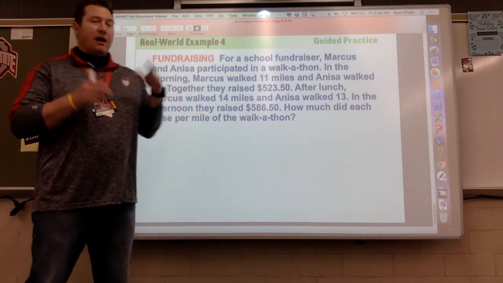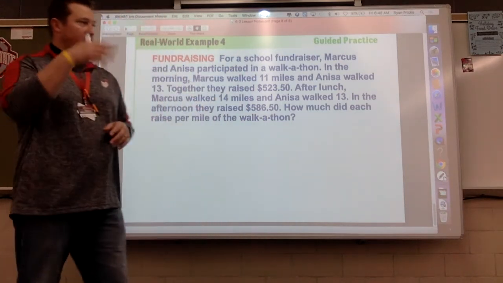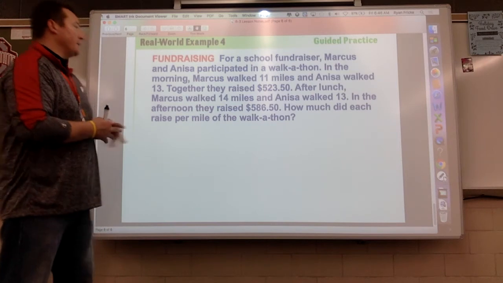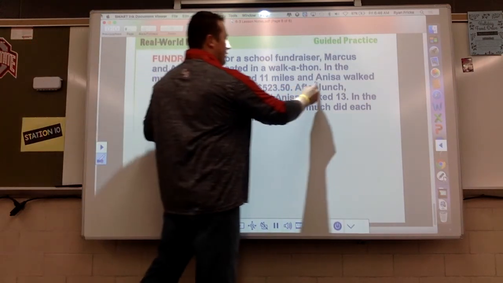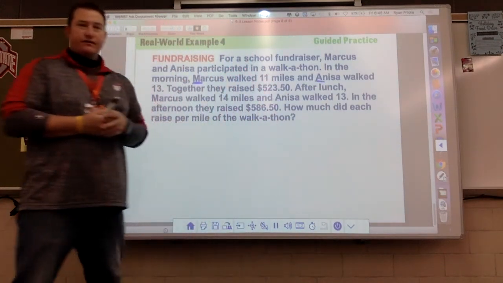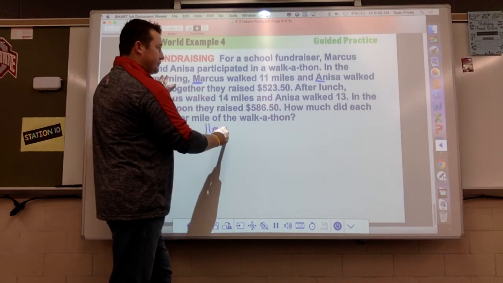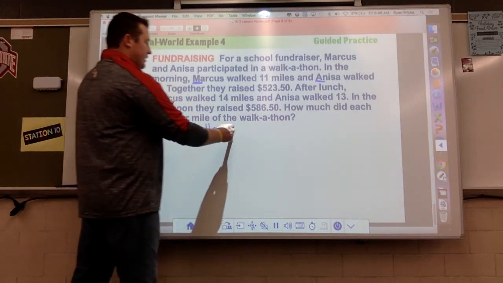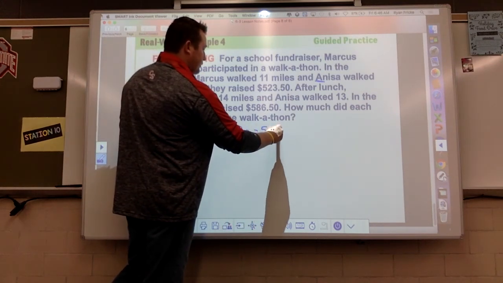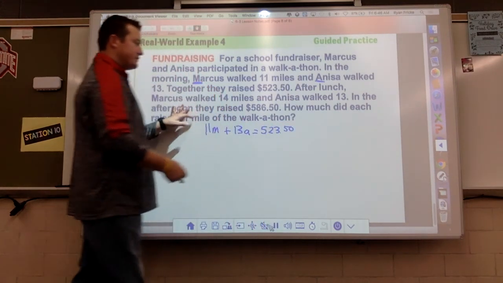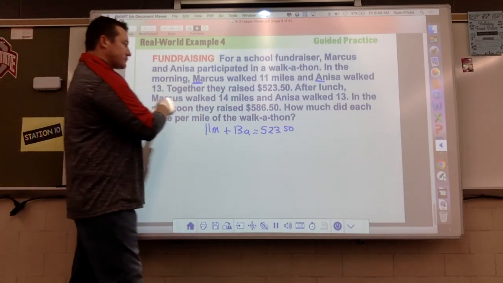How much did they raise per mile, right? So in other words, they're getting donations every mile they walk. Somebody says, yep, I'll give you $1 or I'll give you $5 or whatever it is. All right. So I'm just going to use their first initials for each person. So in the morning, Marcus walks 11 miles, so 11M, plus Anissa's 13 miles. And they raised a total of $523.50.